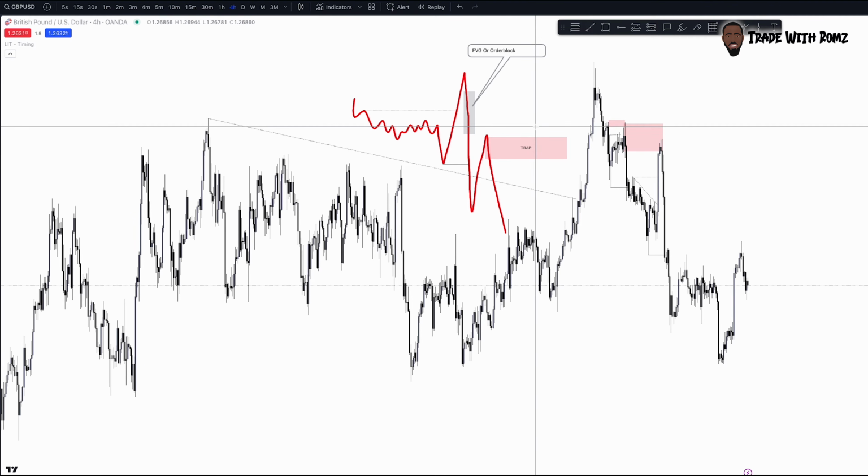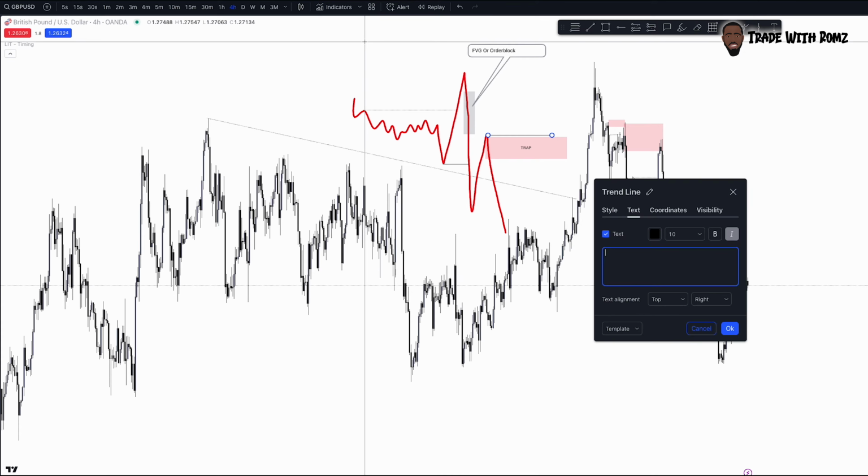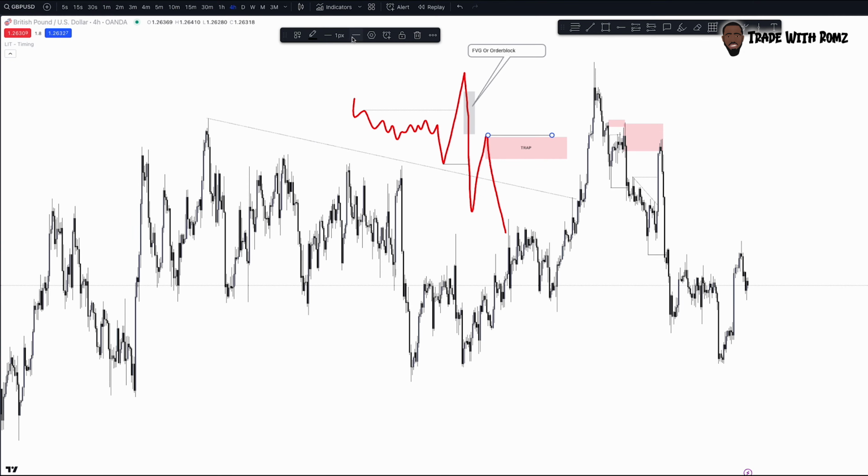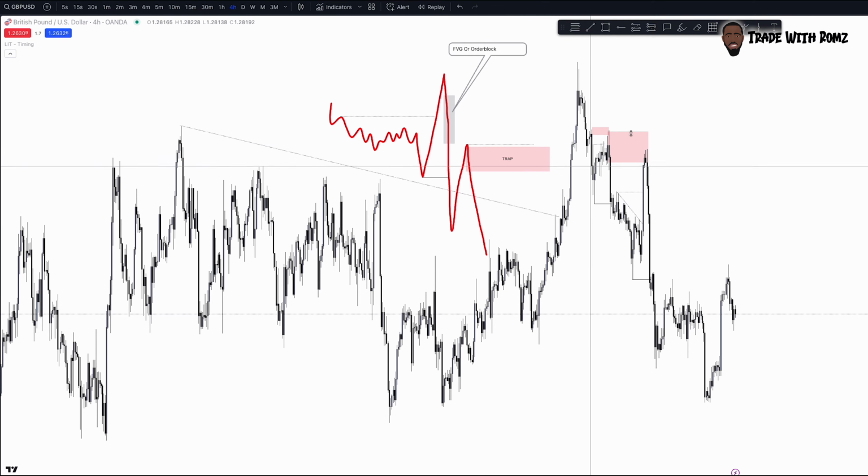The safest place to enter would be just above this trap. So this will be just a high, right? So this is just a liquidity point to enter off of. So you class this as the trap. And this is where my entry would come in. Sorry. So I would enter just above this high. So then I would enter here.